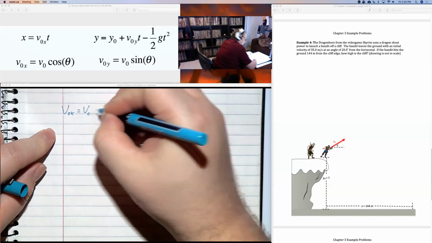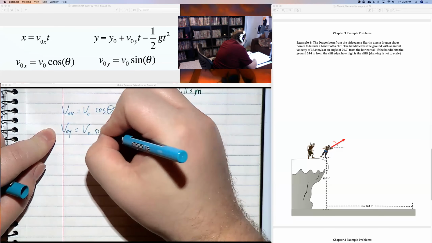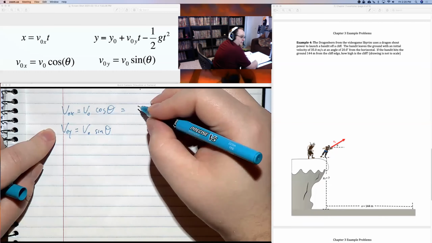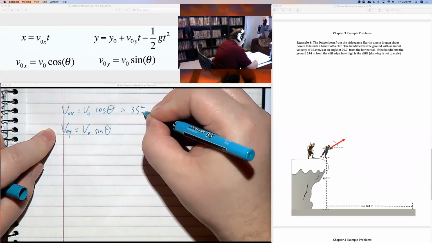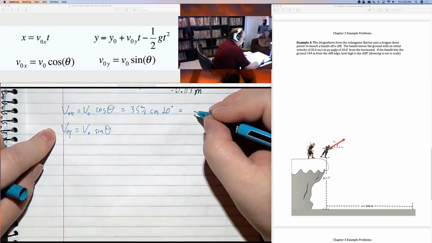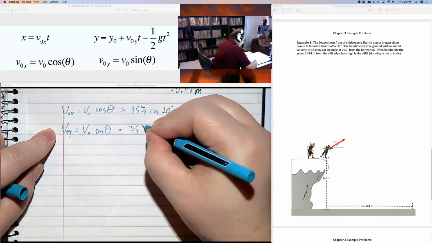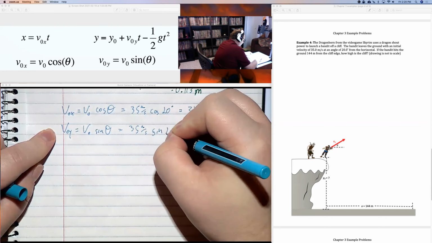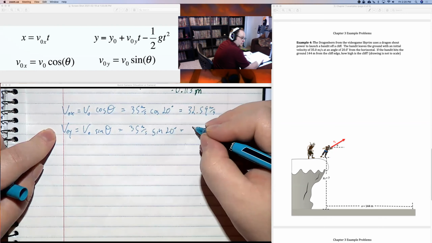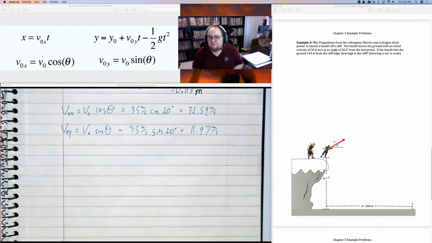Okay, let's even stop reading the problem. V naught x equals V naught cosine theta, while V naught y equals V naught sine theta. So V naught x is 35 meters per second, cosine of 20 degrees, which is 32.59. And V naught y is 35 meters per second, sine of 20 degrees, which is 11.97. If the bandit hits the ground 144 meters from the cliff edge, how high is the cliff?